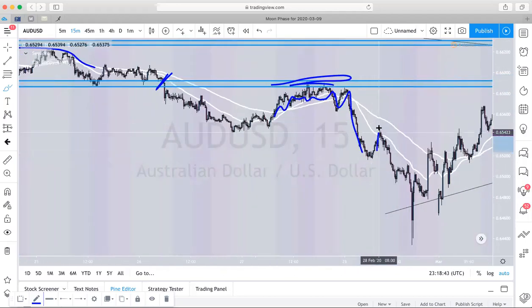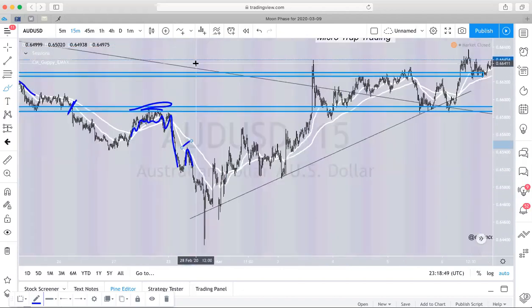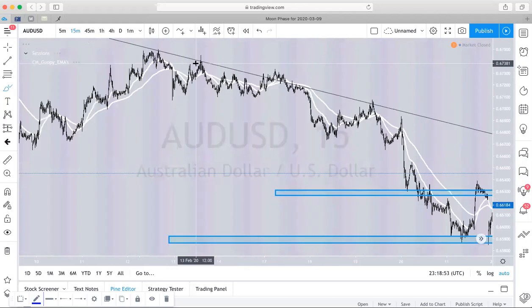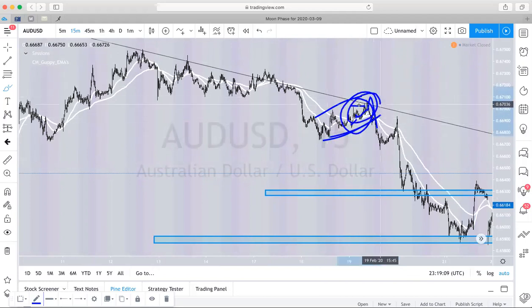Same with something like this. These pullbacks are good places to trail your stop to. You could use the EMAs themselves, but if you really want to just pay attention to price, these are little micro inductions that are taking place. You see the M, you see the daily structure, you see the wedge. And that's what we're going to talk about today, these micro traps.